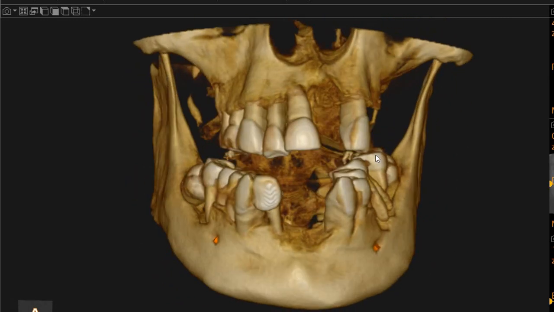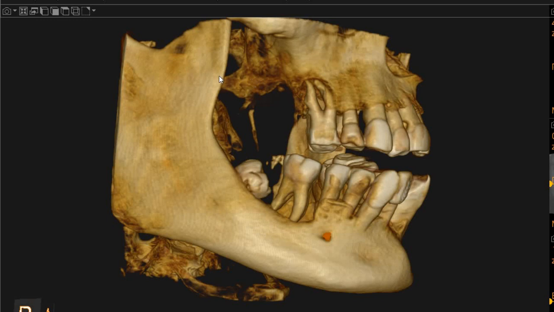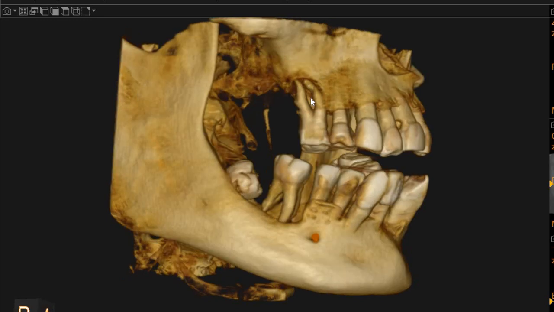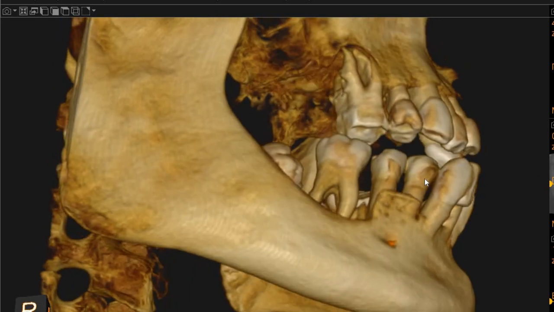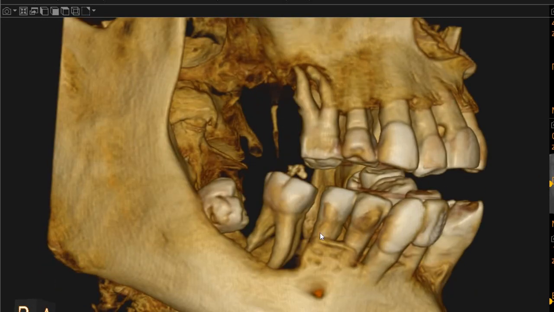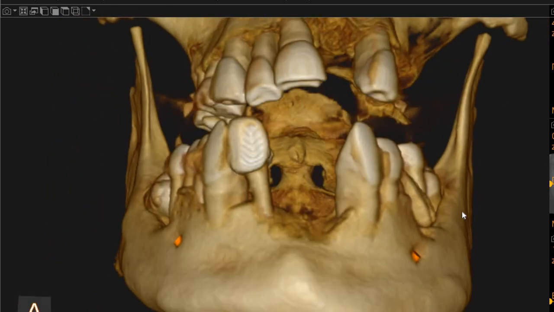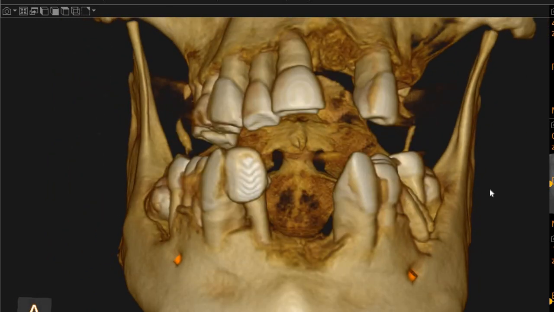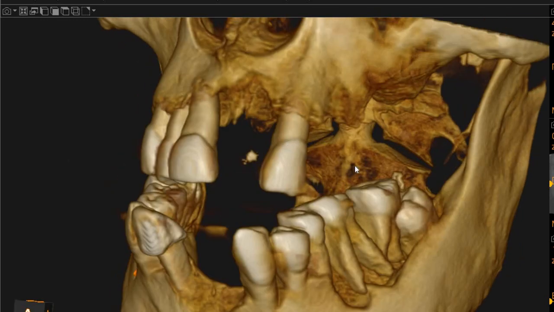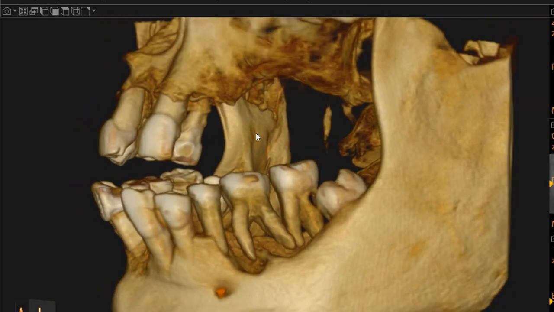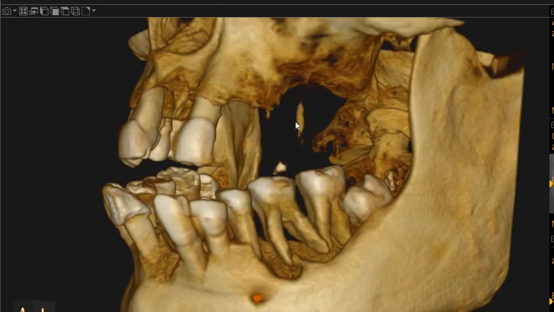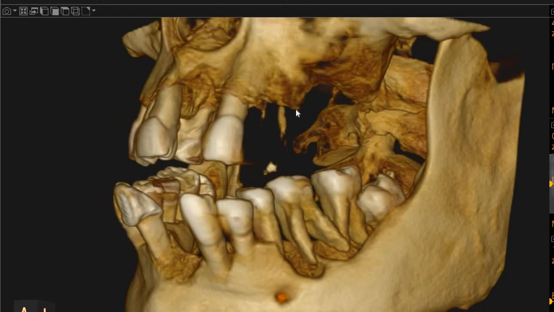On 3D rendering, you can see that in the upper right quadrant, the second molar and the third molar are missing, and the first molar shows significant periodontal bone loss. We've got significant bone loss in the lower right first molar. We've got edentulous missing teeth in the lower anterior. We've got a missing central and lateral incisor in the upper anterior region, and the upper left is an edentulous posterior region, all the way from the first premolar to the third molar.